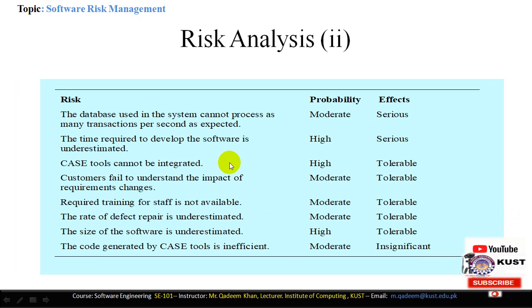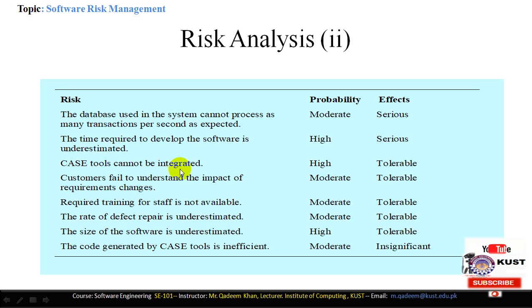Okay, the database used in a system cannot process as many transactions per second as expected. For example, this is a tool risk, and the database system is not functioning properly. The probability of this risk is moderate and the effect is serious. The time required to develop the software is underestimated. If the time schedule required to develop the project is underestimated, then its probability is very high and the effect is also very serious.